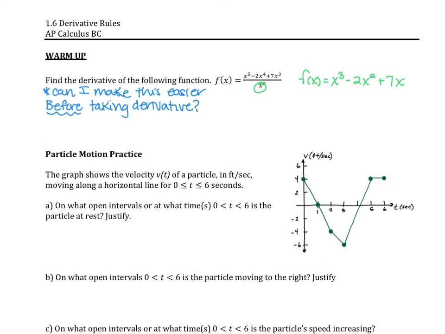And so then when I go to take the derivative of this, I get 3x squared minus 4x plus 7. If you were to have used the quotient rule rather than trying to simplify this first, you should have come up with the same answer. It just probably would have required more simplification.